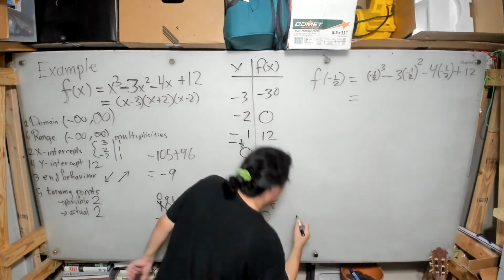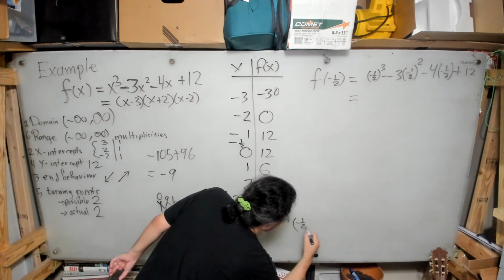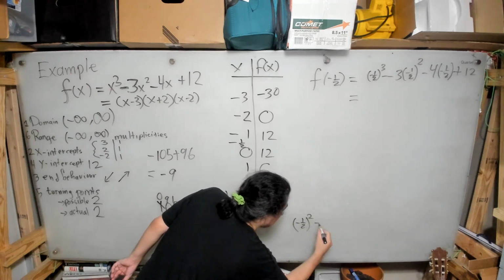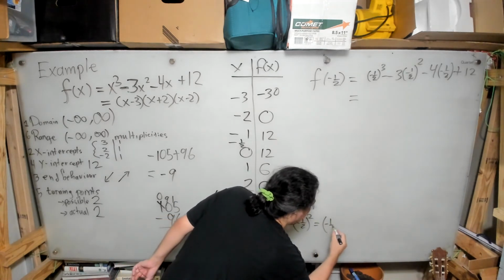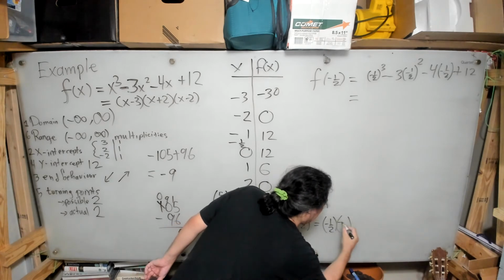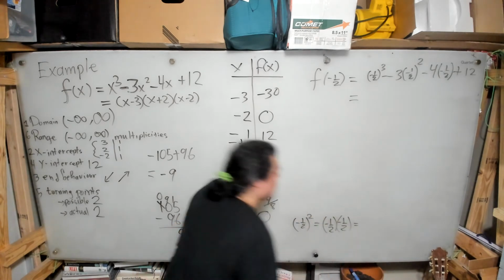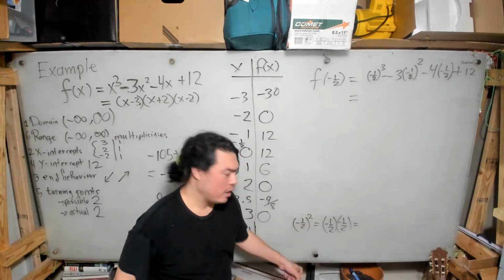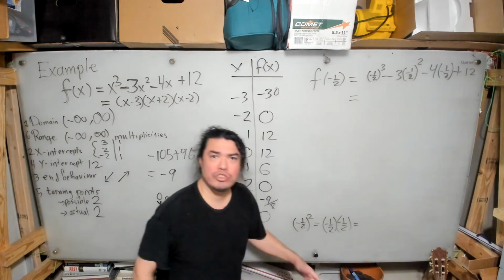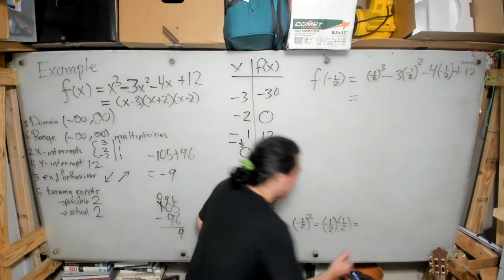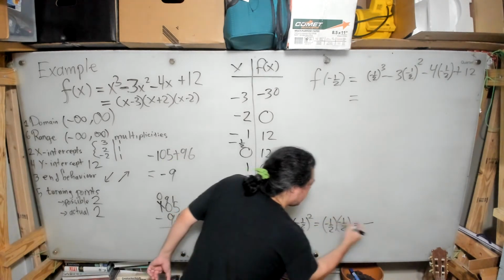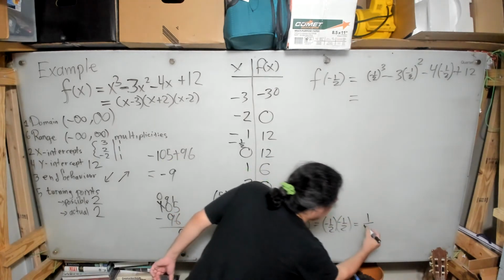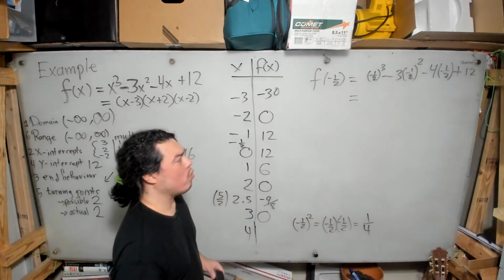So the first thing I'm going to calculate is negative 1/2 squared. That's going to be negative 1/2 times negative 1/2, because it's 2 copies of negative 1/2 being multiplied. Now if we have a negative times a negative, the result is going to be positive. Right? And so here I'm going to have 1 times 1 is 1, 2 times 2 is 4. So it's going to be 1/4 for the square.